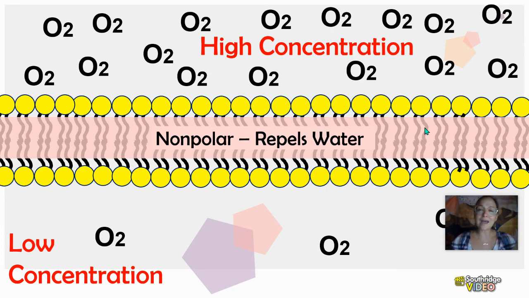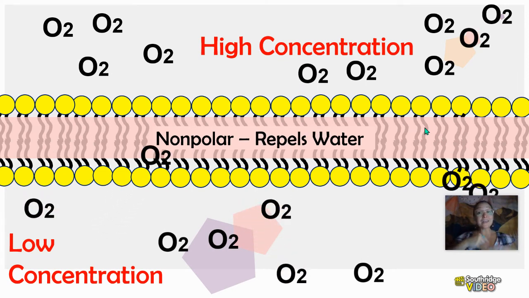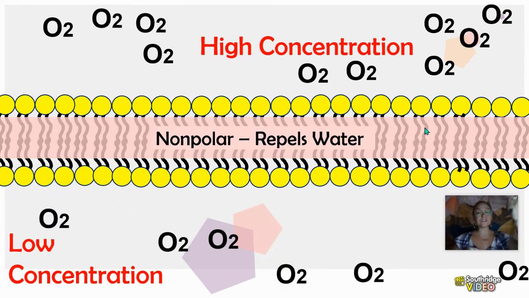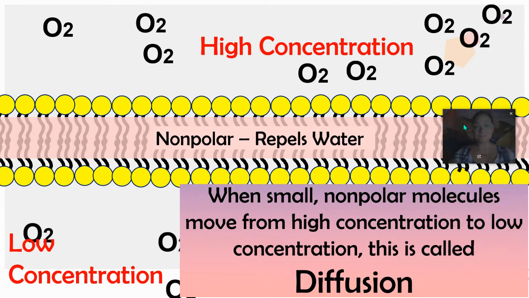But if I count or pay attention to the overall movement, if I start with a high concentration on the outside, after the molecules are colliding into each other and able to move in both directions, you find you have a net movement of oxygen into the cell. So that is diffusion. When small nonpolar molecules move from a high concentration to a low concentration, this is called diffusion.